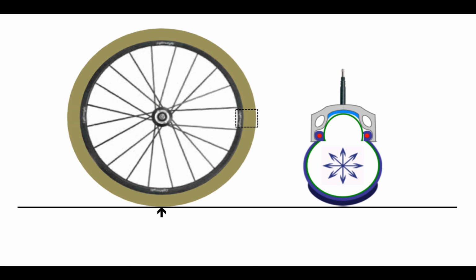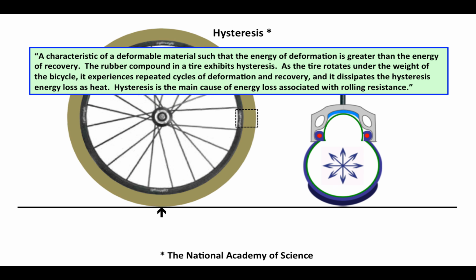There is a loss of energy due to something called hysteresis, and I'm going to give you a quote from the National Academy of Science. Hysteresis is a characteristic of a deformable material such that the energy of deformation is greater than the energy of recovery. The rubber compound in a tire exhibits hysteresis.